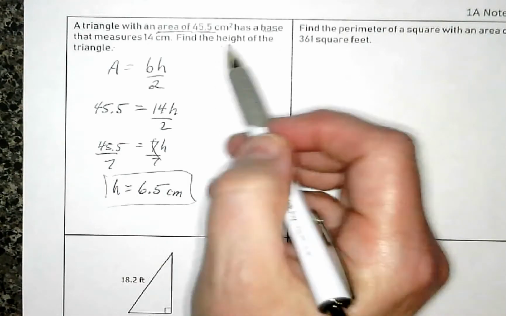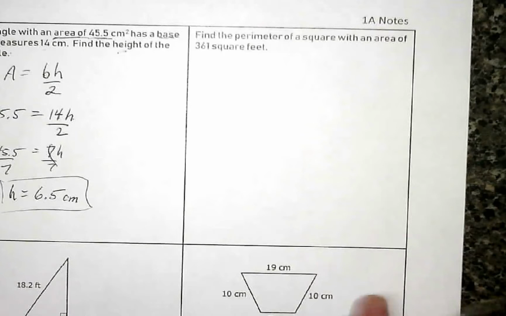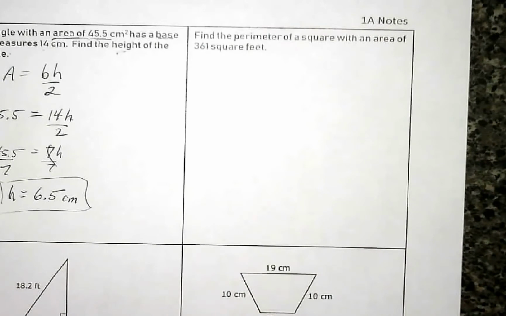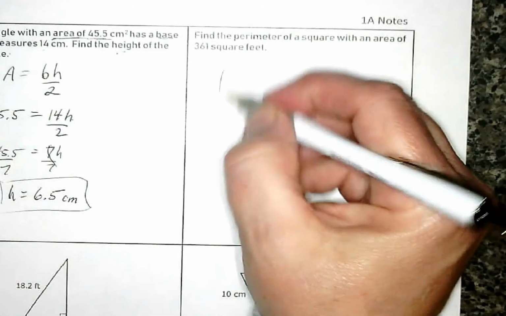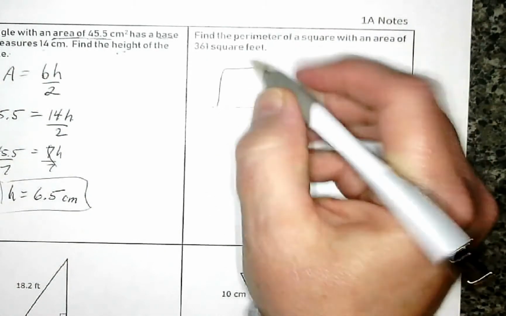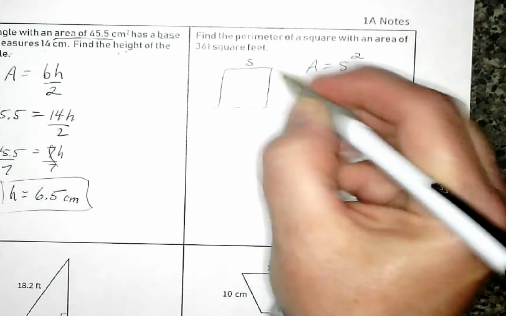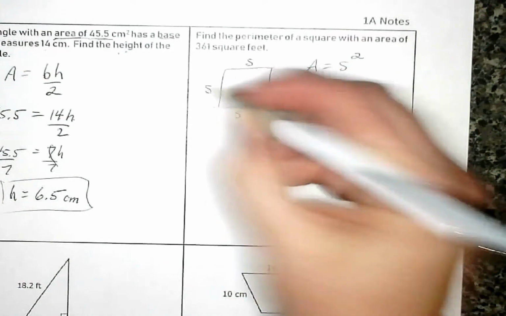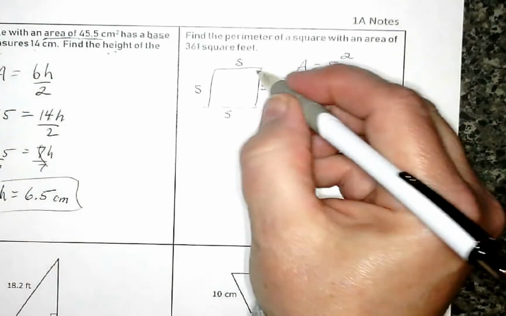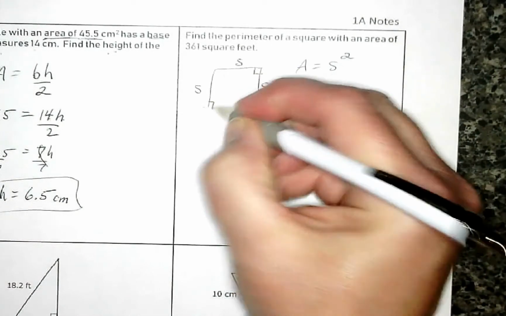Okay, and that's all they asked us to do. We're done. We want to find the perimeter of a square with an area of 361. So if you look on the formula chart, for a square the area is side squared, because on a square, all 4 of these sides are going to be exactly the same.